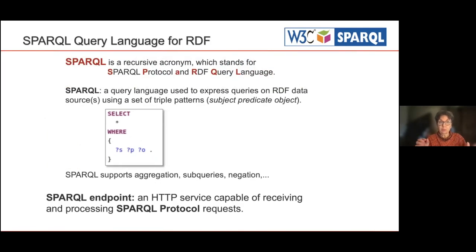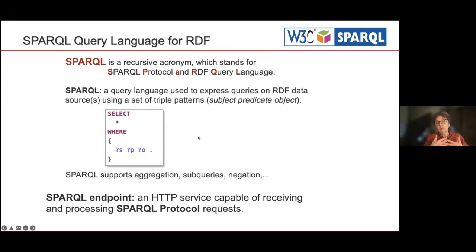SPARQL is the query language for RDF. SPARQL is a recursive acronym. Computer scientists love recursive acronyms. It stands for SPARQL Protocol and RDF Query Language. SPARQL is a query language used to express queries on RDF data sources using, once again, a set of triples, subject, predicate, and object, to perform the query.